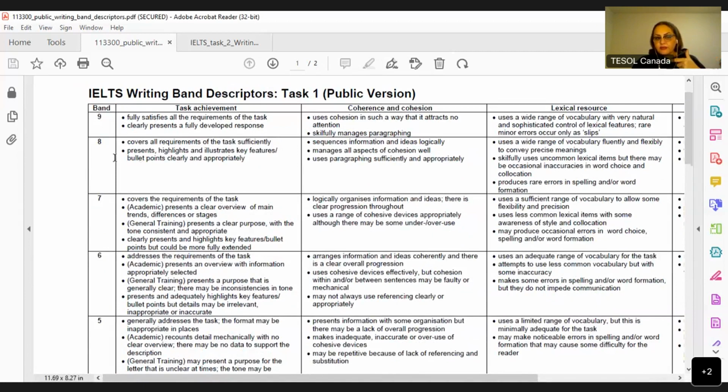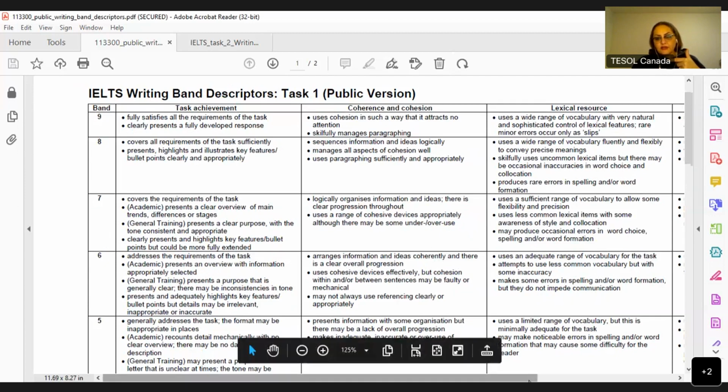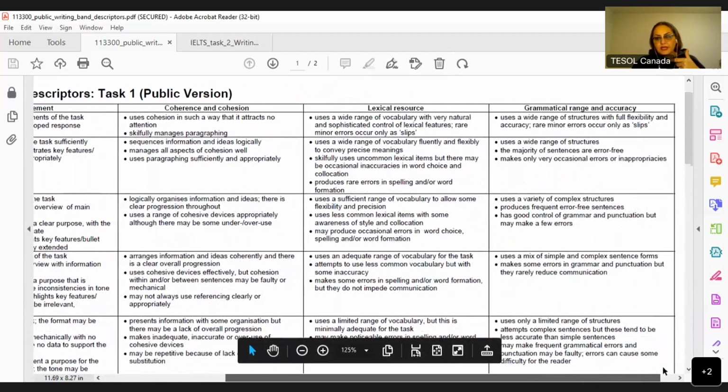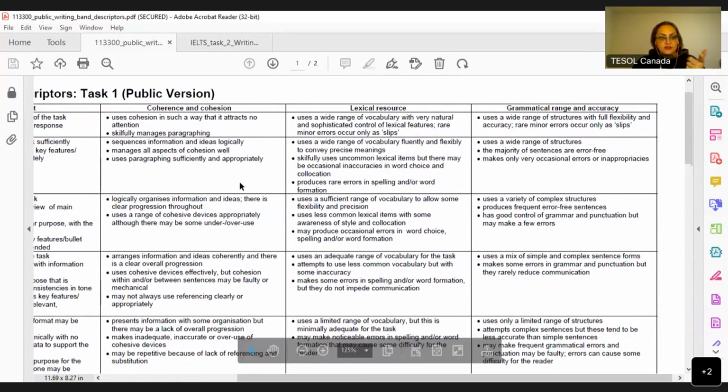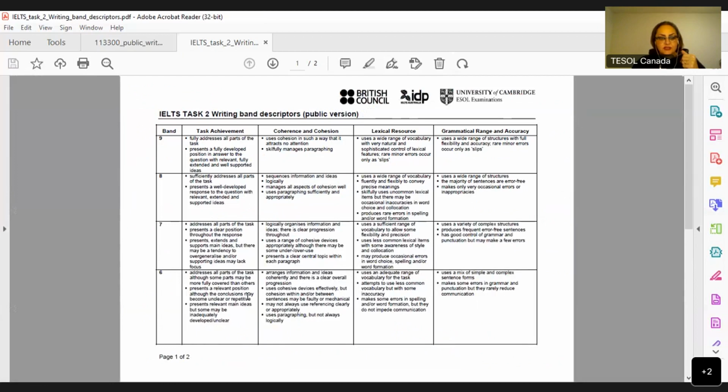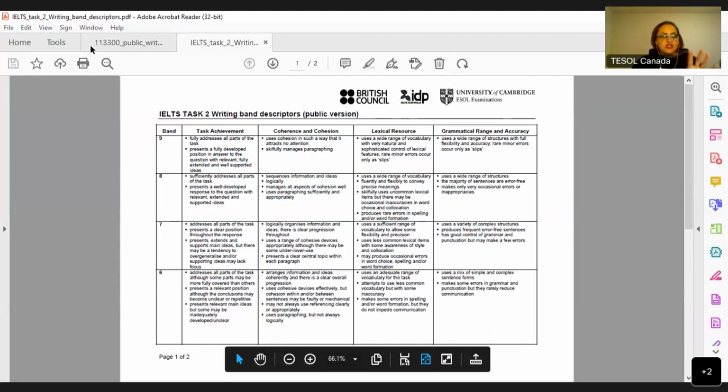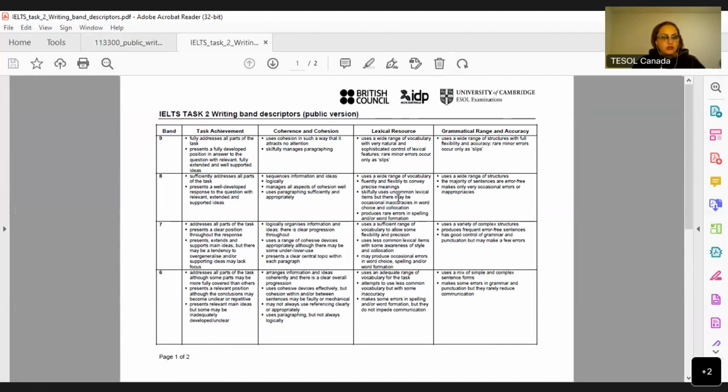Coherence and cohesion for band score 8, it says sequences information and ideas logically. But for 6, it arranges information and ideas coherently, and there is a clear overall progression. Even for lexical resource or grammatical range and accuracy. This is for task 1, and this one is for task 2. This is very easy. Just search for task 2 writing band description, and you can download it.